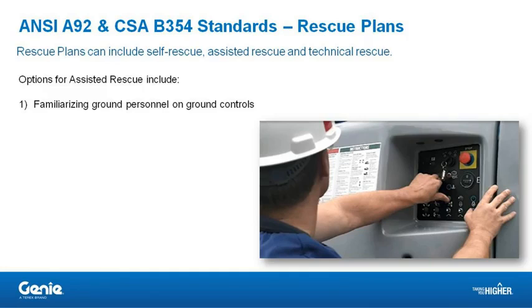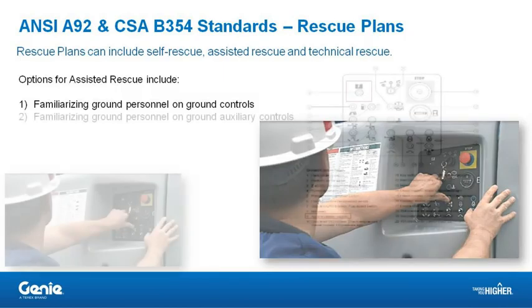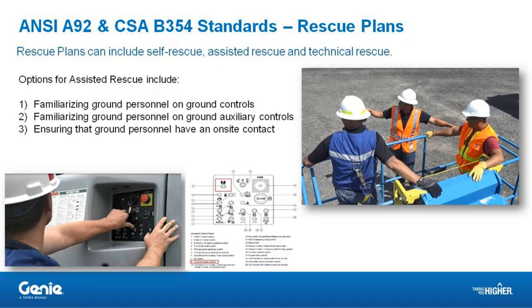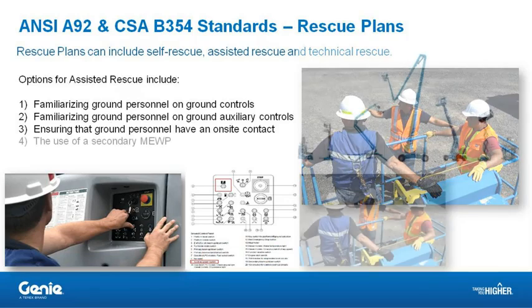Assisted rescue by others in the work area will typically start with ensuring that ground personnel have been familiarized on the primary ground controls of the MEWPs being used on the site in case the operator cannot lower the MEWP using the platform controls or becomes incapacitated. Ensuring that they are also familiar with the use of the ground auxiliary controls in case the primary controls do not respond. Ensuring that the ground personnel can immediately contact an on-site qualified person to assess the situation and provide further guidance if the above attempts are unsuccessful.